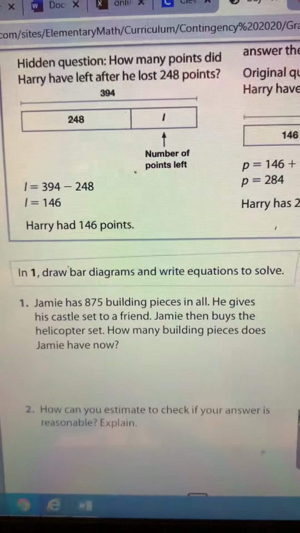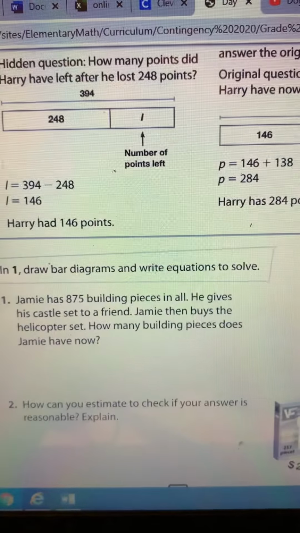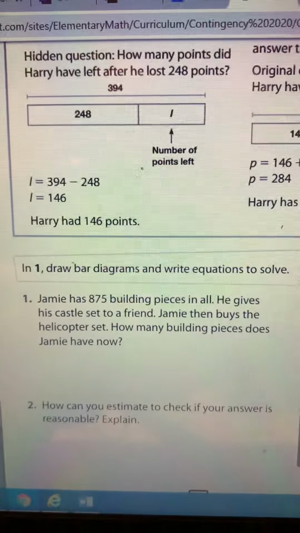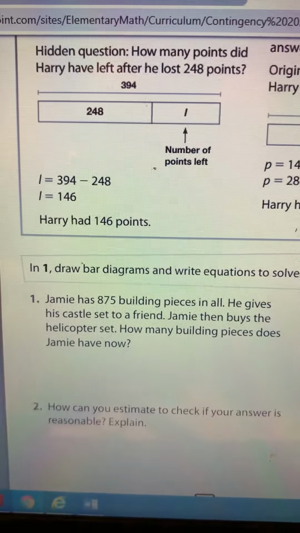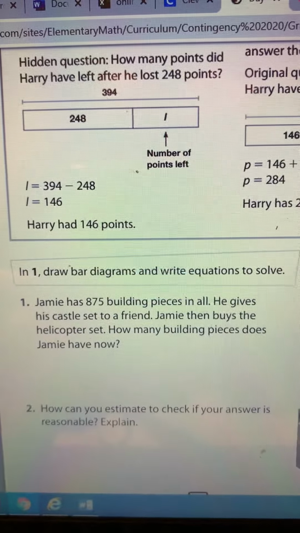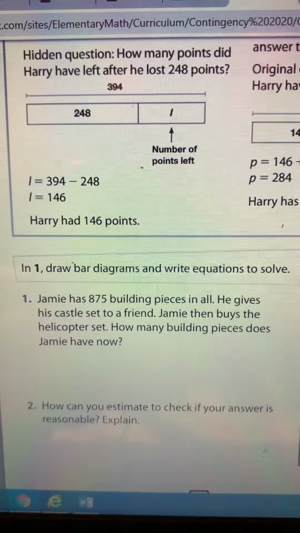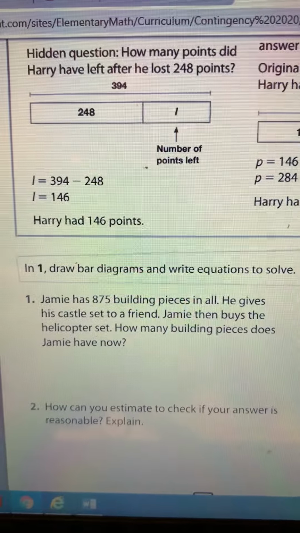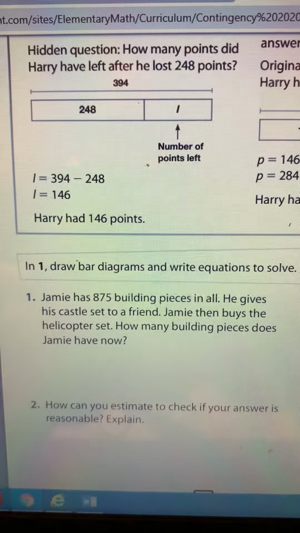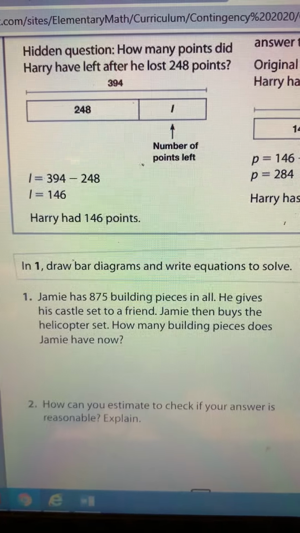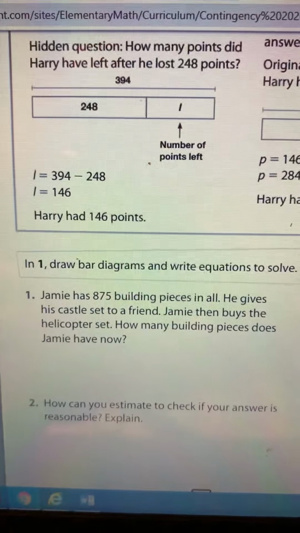And if you look above number 1, it says, draw bar diagrams and write equations to solve. So I'm going to take that first sentence. Jamie has 875 building pieces in all. What do those words in all tell us to do? Think about it. We've talked about that in the past. In all means to add, or it's total. So we know that 875 building pieces is how many pieces he has in all.